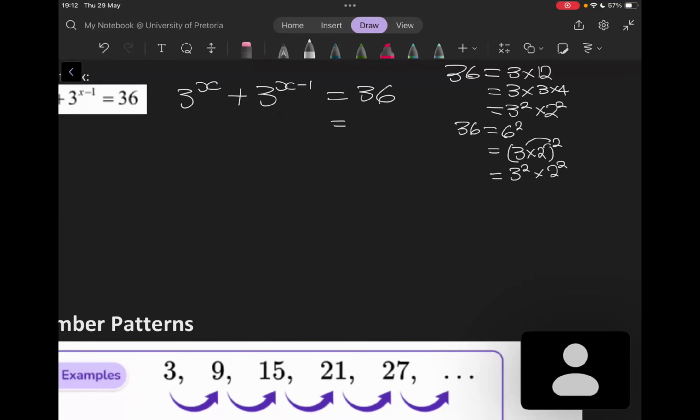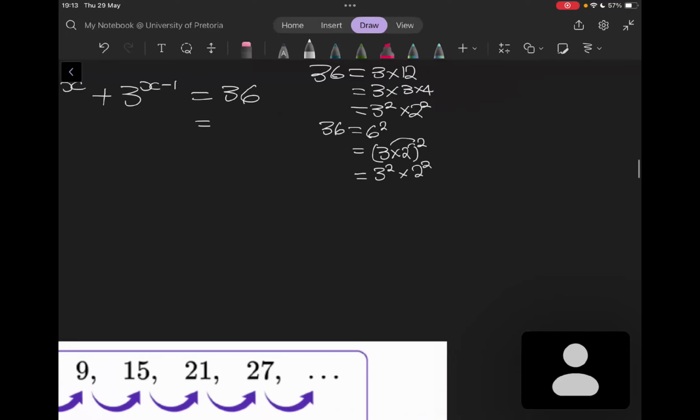Okay, 36, so we find the multiples of 36, like the factors. You have to put 36 in its prime factors. You can do that using the ladder method, where you divide by 3 over here on the right, you then end up with 12. You divide 12 by 2, you end up with 6. Divide 6 by 2, you end up with 3. Divide 3 by 3, you end up with 1. And then you multiply all these together, you get 3 squared times 2 squared.